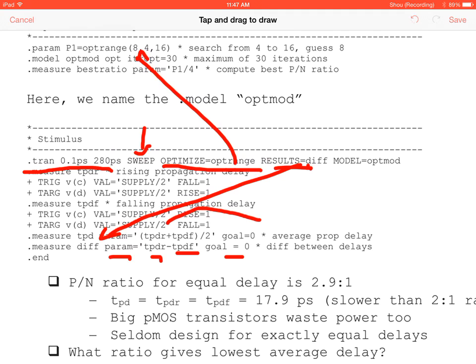To the average propagation delay, that shouldn't, that's bad code. It should be equal to TPD. The goal should be that. So this should be TPDR. Yeah, that is incorrect code.